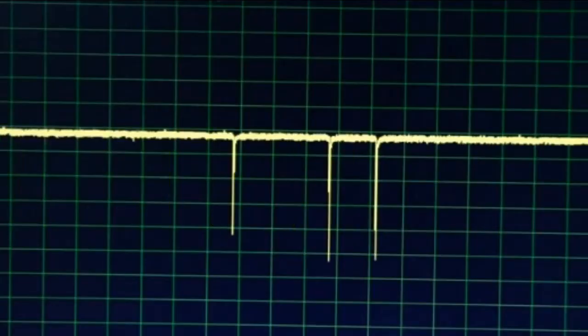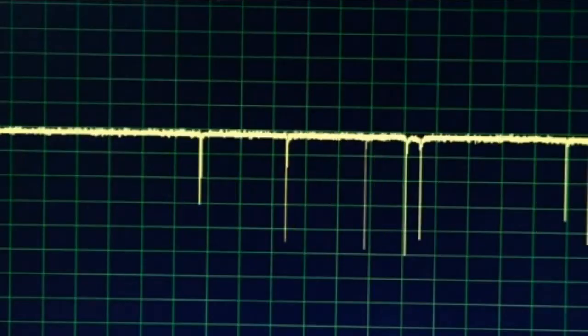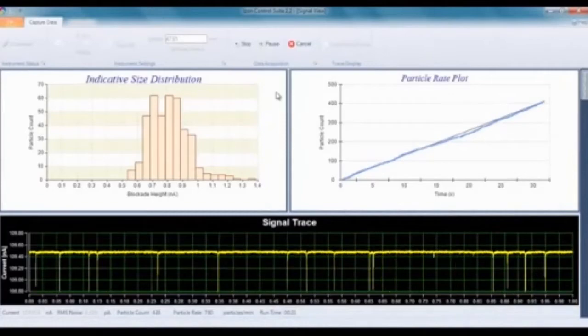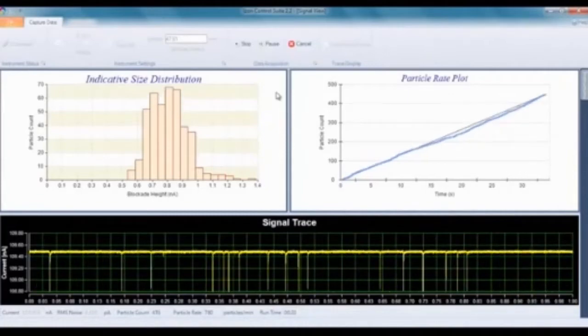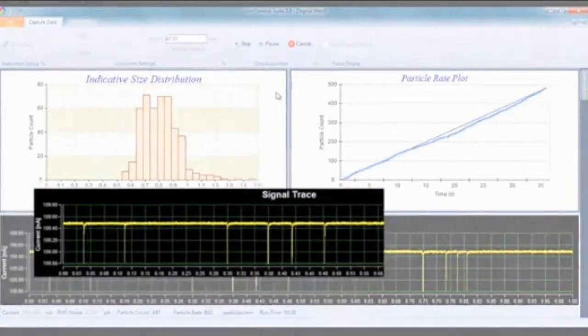Each signal corresponds to a single particle passing through the pore. Measurement usually takes between 10 and 15 minutes. Each signal can be analysed to extract detailed information for thousands of particles in the sample.